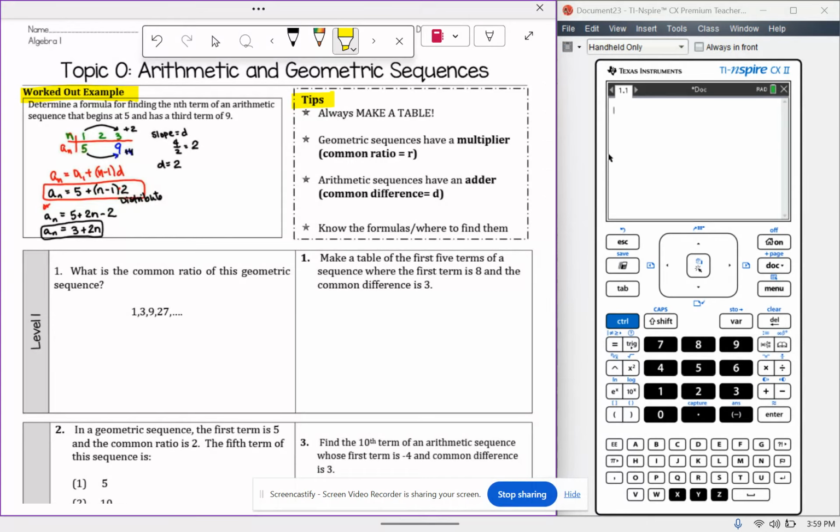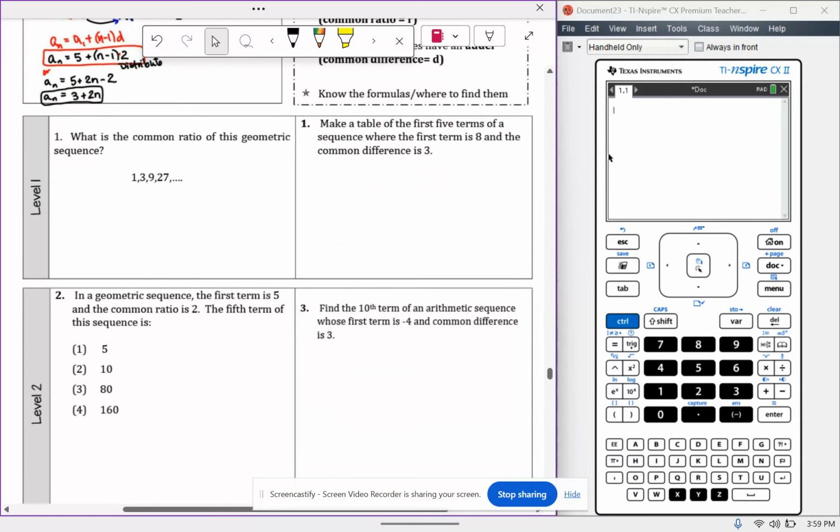Hey, welcome back. Let's take a look at level 1. What is the common ratio of this geometric sequence? So when we have a geometric sequence, we are going to be dealing with a sequence that looks like this. Okay? And R is the common ratio or the multiplier.